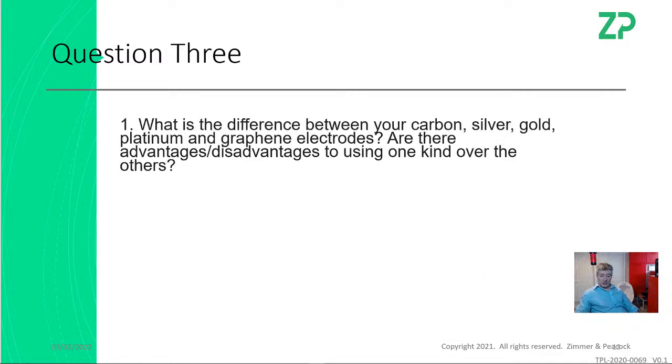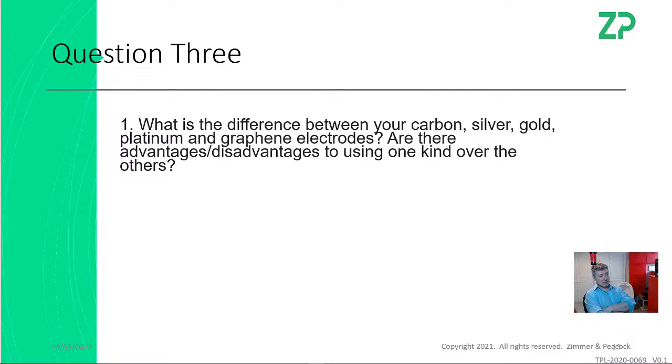Now this is another question that came through as well, which was regarding what's the difference between carbon, silver, gold, platinum and graphene. Once upon a time I would say to people there's no real difference between using a carbon electrode, a platinum electrode, a gold electrode. These days I actually tend to bring people towards carbon electrodes just because of the cost. Platinum and gold are really increasing in price.